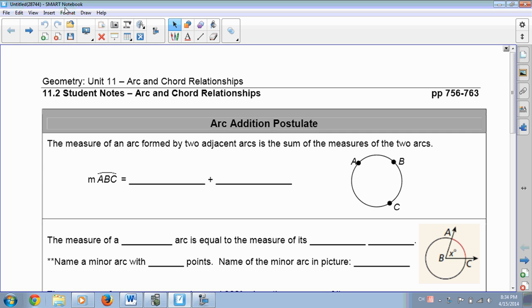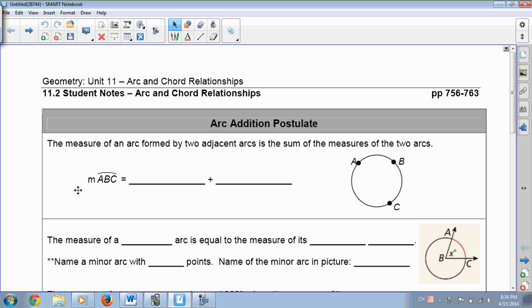The first thing we're going to talk about is the Arc Addition Postulate, which is kind of just like the segment addition postulate, which was like part plus part equals whole. Same thing here with arcs. The measure of an arc formed by two adjacent arcs is the sum of the measures of the two arcs.